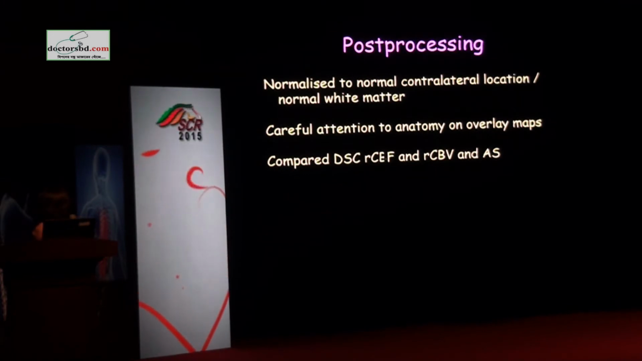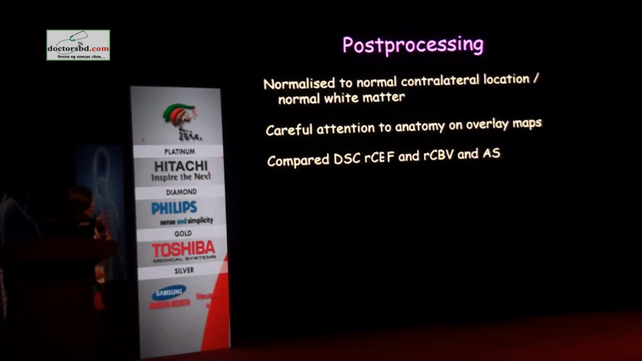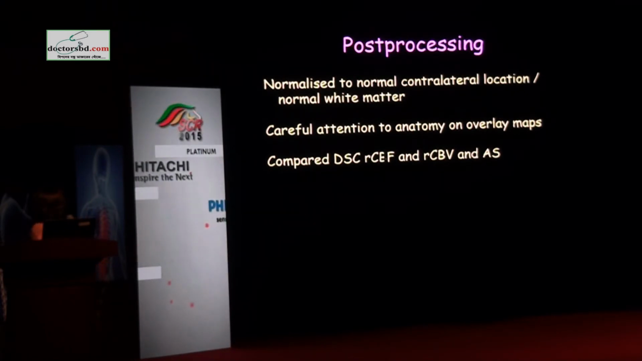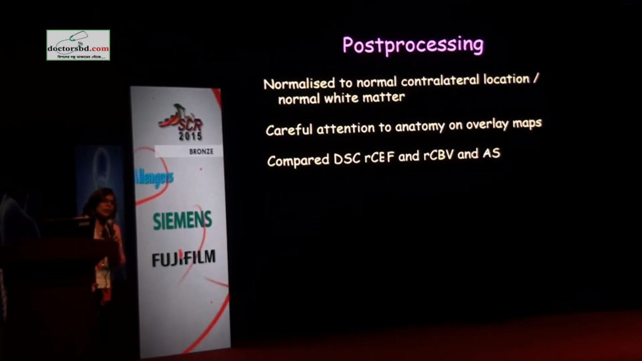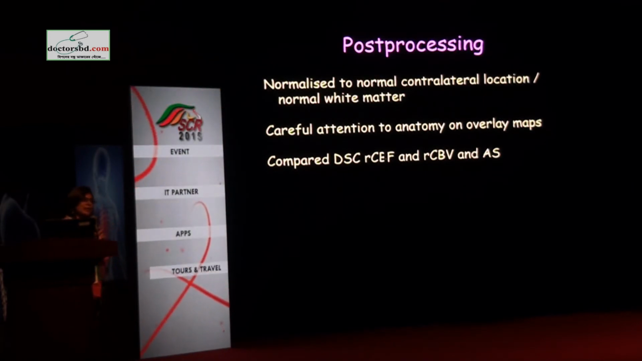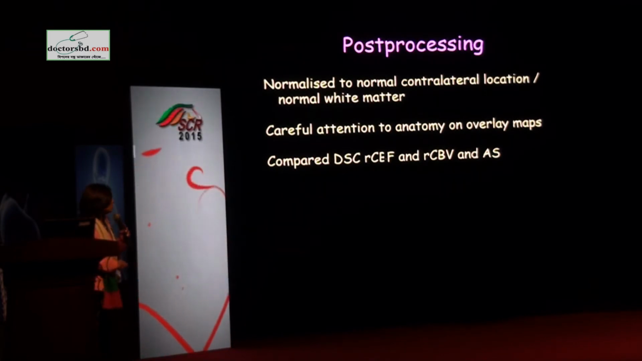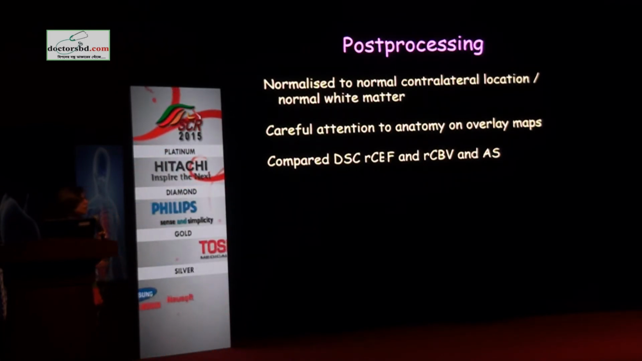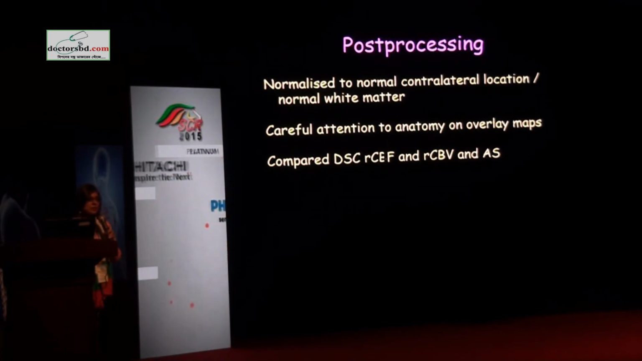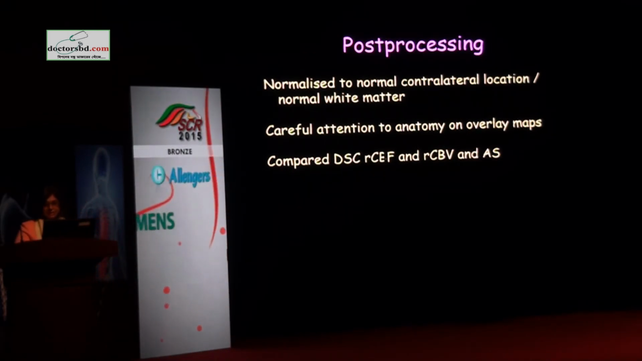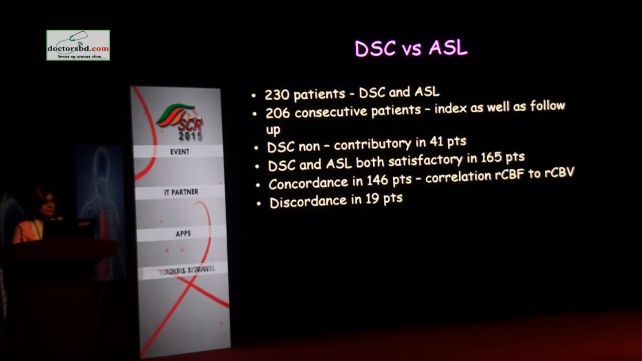In post-processing, as I told you, we normalize to the normal contralateral location, preferably the white matter. This is important in ASL. In DSC, even if you look at the color map, you can get a fair idea because it is more sensitive as to whether there is a hypoperfusion or not. But in ASL, in my experience, you have to look at the anatomic overlay very carefully because there are subtle issues, I will show you examples, because of the low sensitivity.